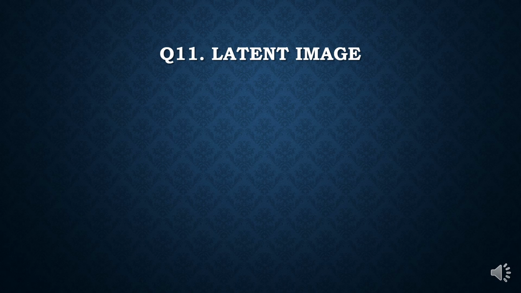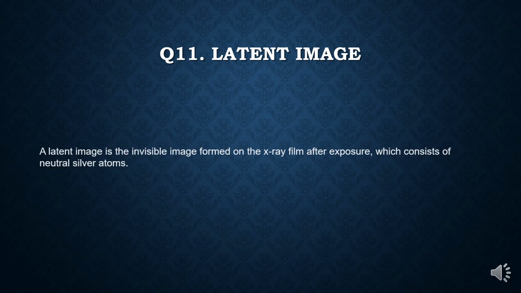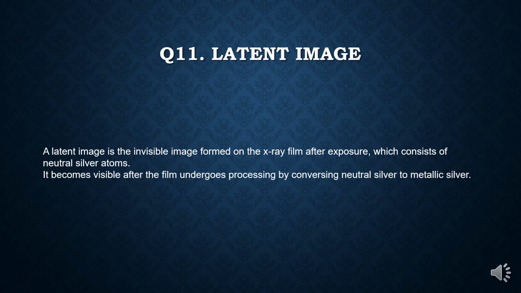Number 11 is latent image. A latent image is the invisible image formed on the X-ray film after exposure, which consists of neutral silver atoms. It becomes visible after the film undergoes processing by converting neutral silver to metallic silver.